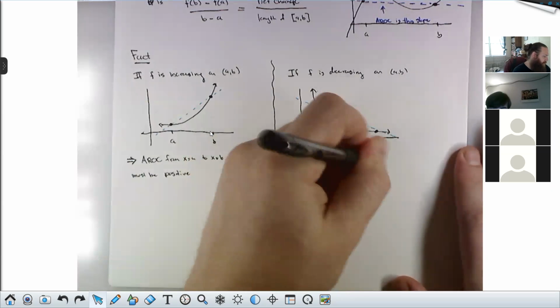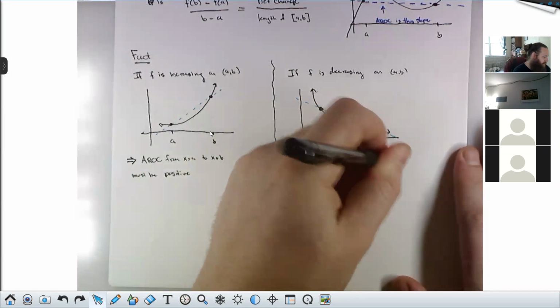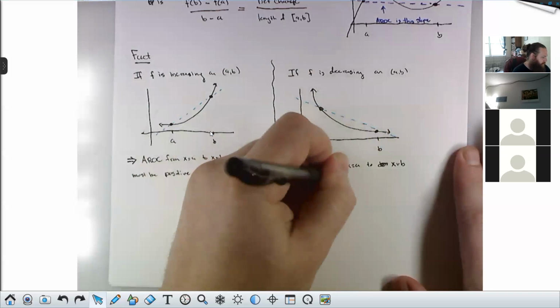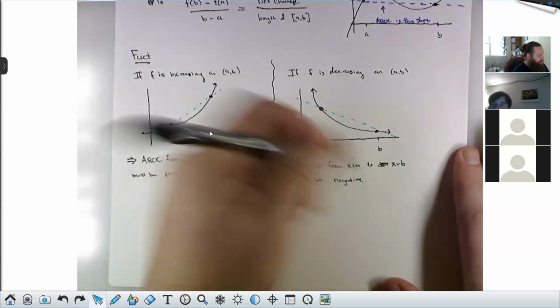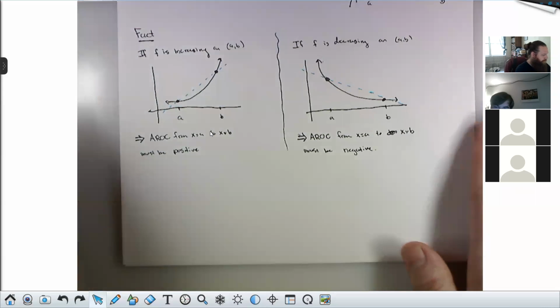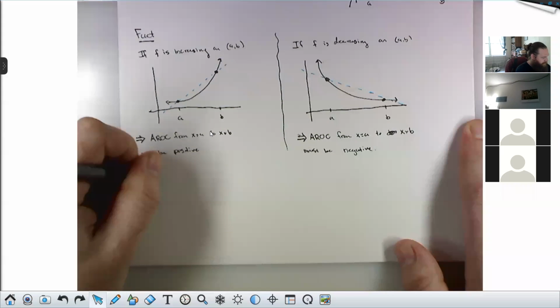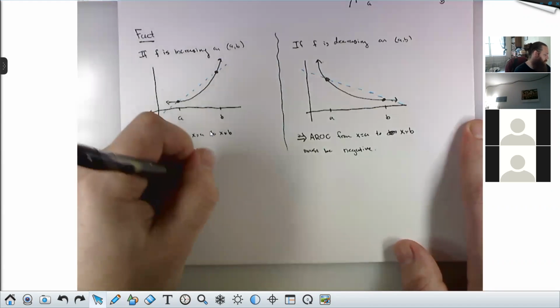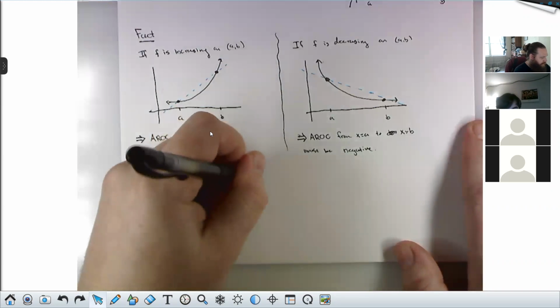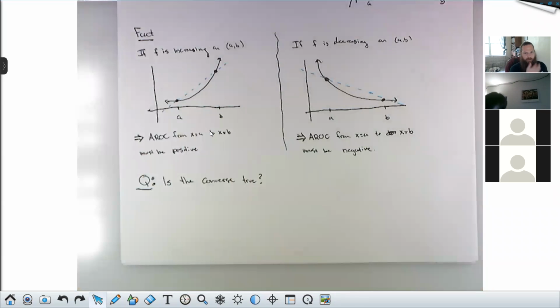So the average rate of change from x equals a to x equals b must be negative. All right, now here's the question. Is the converse true? Converse is not just a sneaker brand. It has a very specific meaning in mathematics and logic. The converse of A implies B is B implies A.